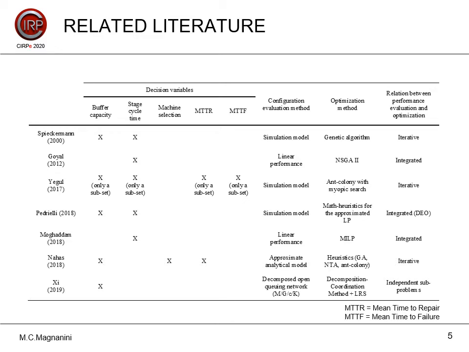other measures. The decision variables may include a wide range of decisions, from the buffer capacity to the stage cycle time to the machine capability in terms of reliability and maintainability, represented in the table by the mean time to repair and the mean time to failure. It must be noted that all the system performance measures, again, as the throughput or also the average work in progress or the system lead time, do not vary linearly with respect to the change in system parameters.